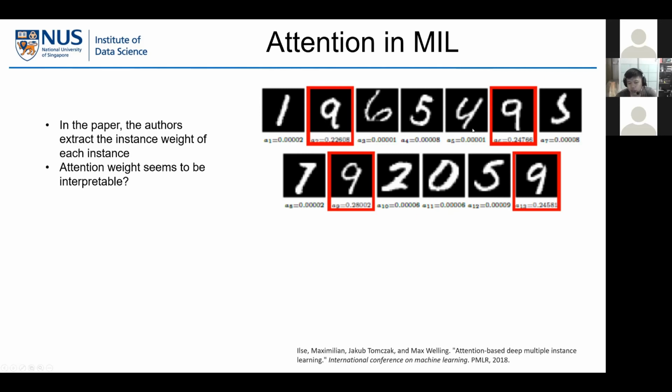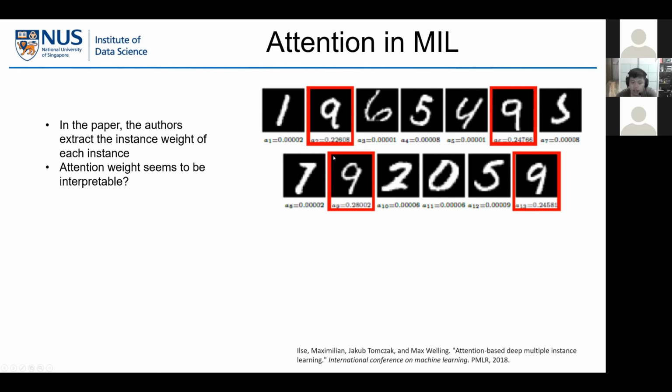In this problem, a bag is called positive if it contains at least one digit 9. And the author plots the attention weight of all the images. If you look at the highest attention weight that the network assigns, it actually assigns the highest weightage to the digit 9, which is responsible for the classification of this bag.